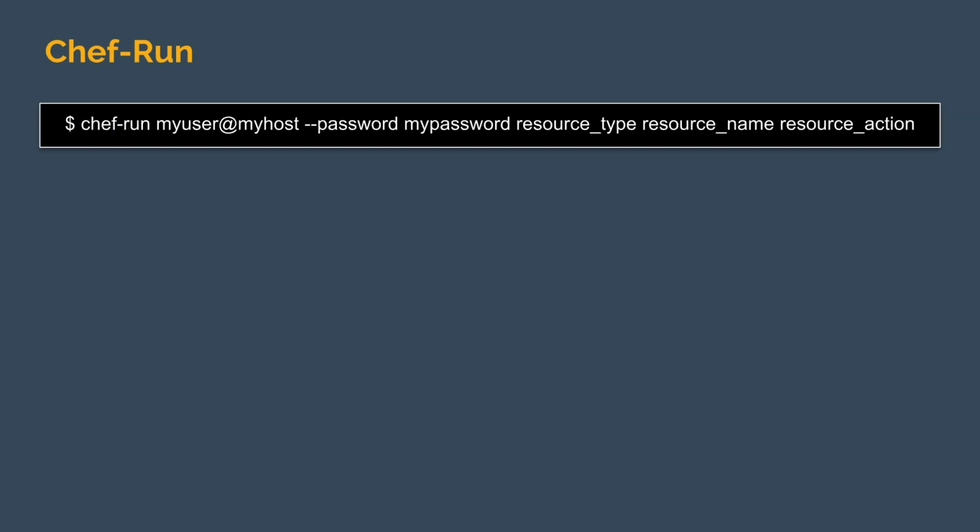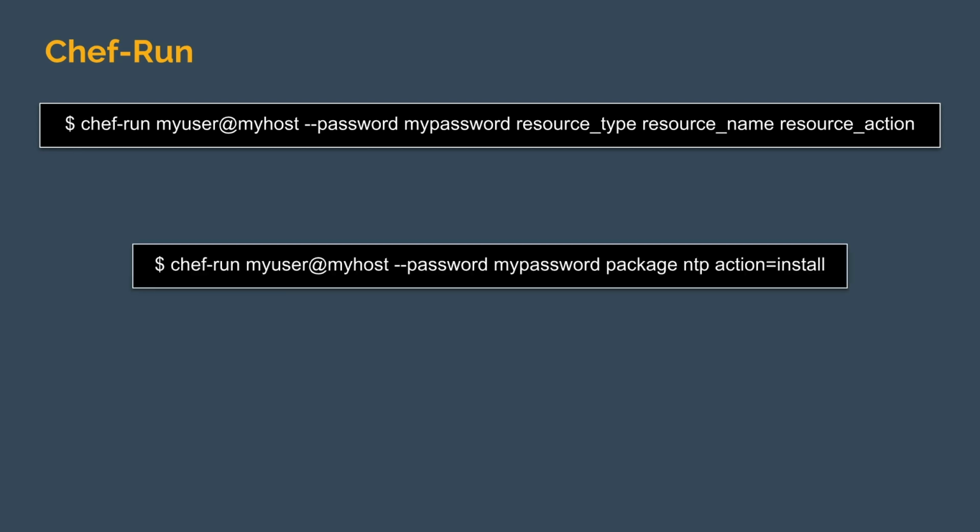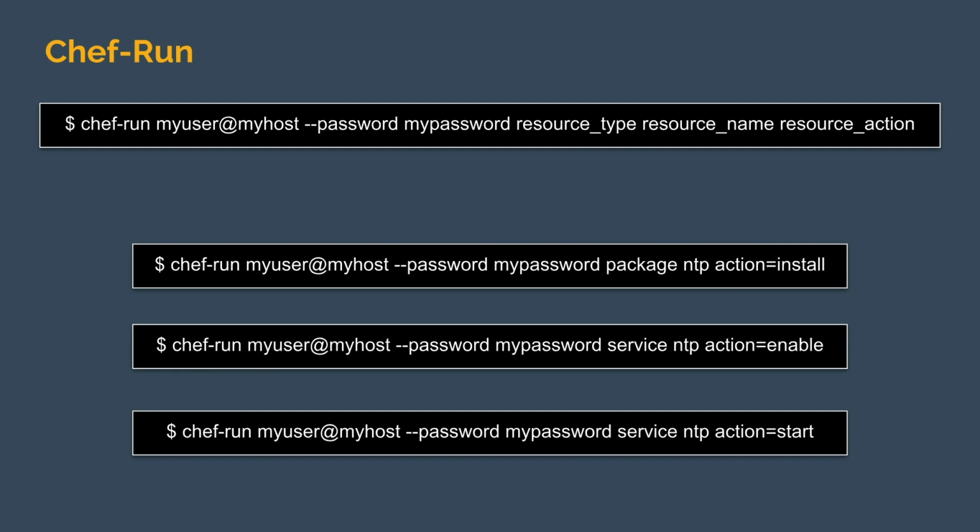We can, of course, solve this issue the same way we did in part 2, using Chef Run to apply the resources that will install our package, and since the package exposes a new service, ensure that service starts at boot and is started presently. Again, we can use the package resource to install NTP, and a similar service resource to make sure its associated service is enabled and started.